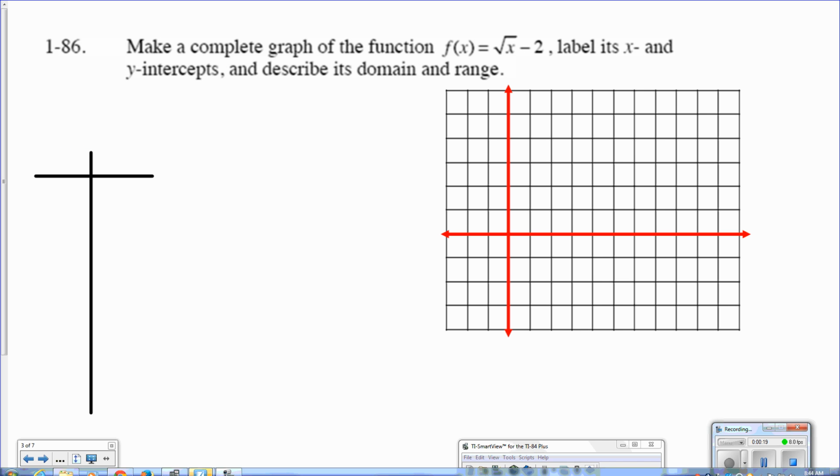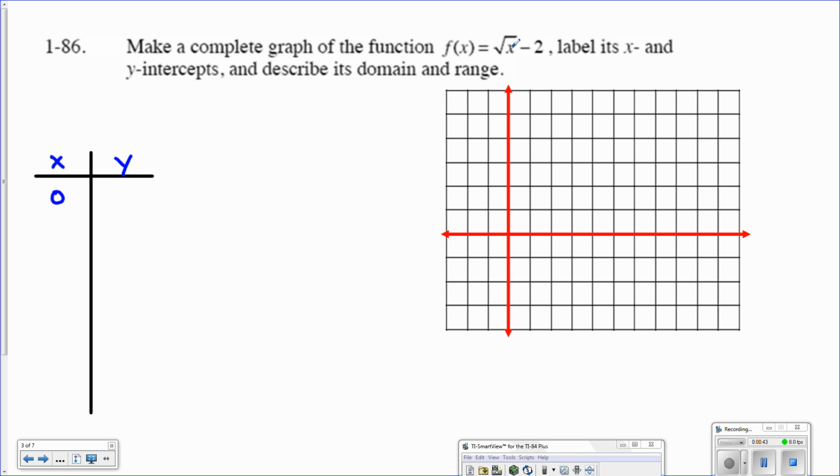I'm going to make an input-output table, because I'm going to want to put points on my graph here. So I'm not going to just put 0, 1, 2, 3, 4, 5, 6, 7, 8, and so on there. I'm going to choose values that'll be easier to work with. For instance, I know that the smallest value that's going to work inside the square root here would be 0. So I'm going to start out with 0.